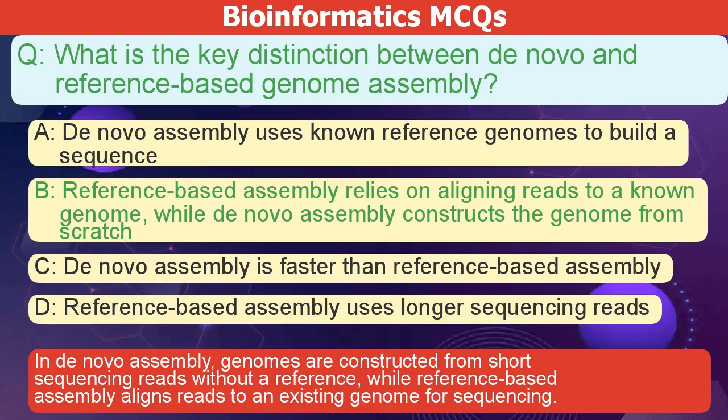The correct answer is B. In de novo assembly, genomes are constructed from short sequencing reads without a reference, while reference-based assembly aligns reads to an existing genome for sequencing.